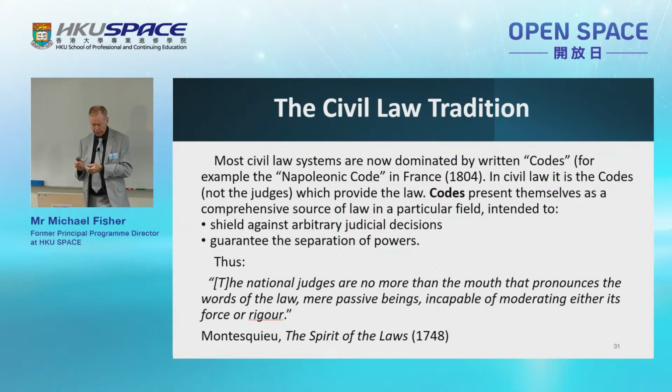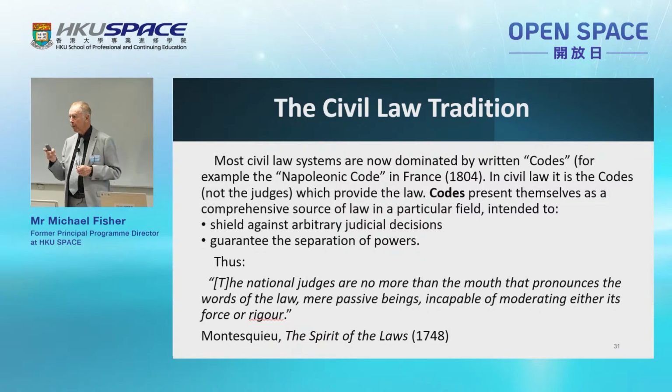The civil law tradition then, how are we doing? The civil law tradition. Most civil law systems are now dominated by written codes. For example, the Napoleonic Code in France from 1804. In civil law, it's the codes, not the judges, which provide the law. Codes present themselves as a comprehensive source of law in a particular field, intended to shield against arbitrary judicial decisions. We can't trust the judges, they're not reliable, they change their mind, etc. Okay? The source in civil law is the codes.